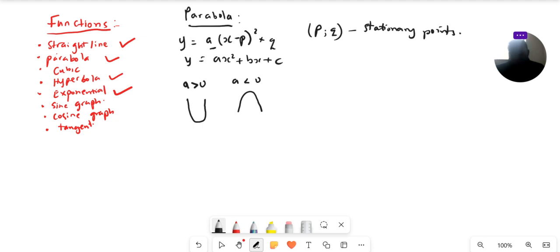Another thing we need to know about the parabola is the stationary points. These stationary points can also be calculated from the axis of symmetry, meaning that the axis of symmetry is the same as x is equal to negative b over 2a. This is a, this is b. Then you can get the value of x. That is with our parabola.